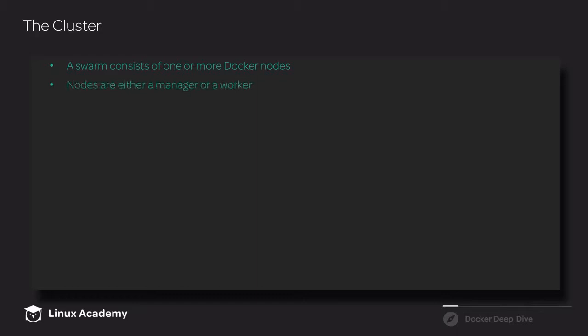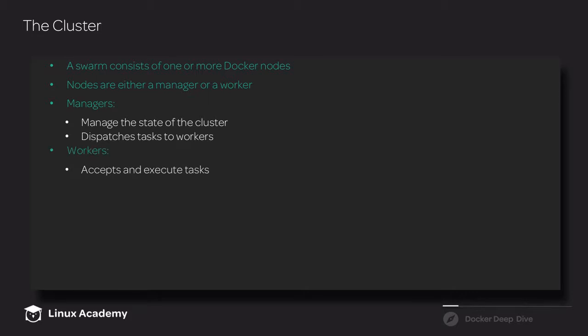There's two types of nodes in a Swarm. You either have a manager or a worker node. The primary role of the manager nodes is to keep an eye on the state of the cluster, as well as dispatching tasks to the worker nodes. Worker nodes are responsible for accepting these tasks and then executing them.